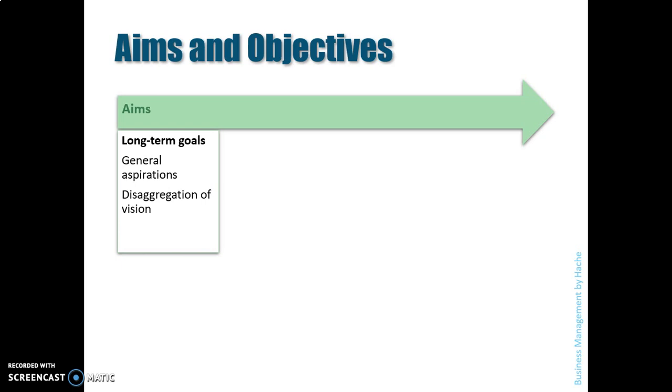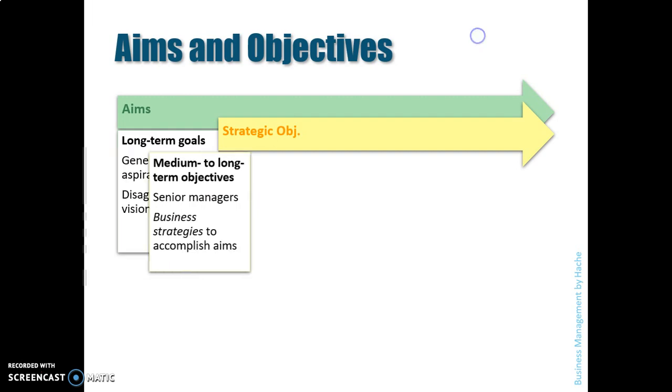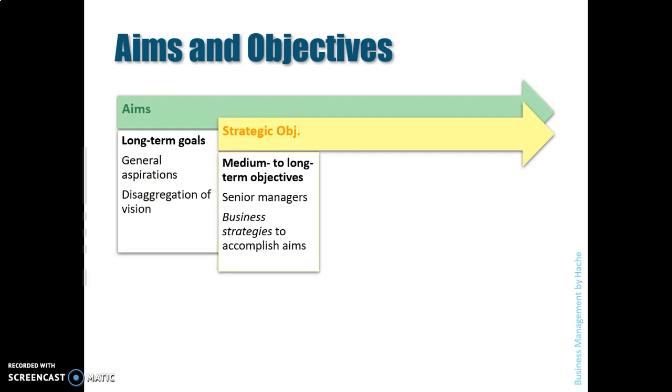They are long-term goals, and they are the general aspirations, and they apply to the entire business. But then we use these aims, and based on them, we set specific strategic objectives or strategies. We set these medium to long term objectives, usually in the hands or under the direction of the senior managers. Okay, so this is like per department, per the big areas of the business, and they are business strategies that will help us accomplish the aims. Okay, they will lead the aim. They are meant to help us meet the aims.